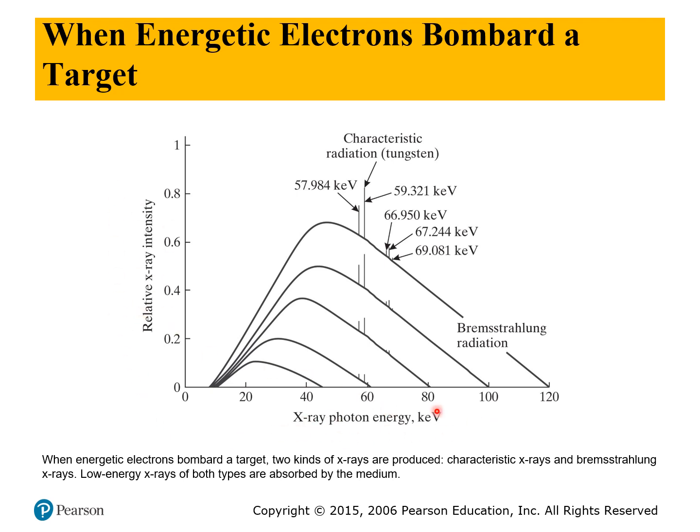Now, the energy of the photons created by that X-ray device is a function of the energy. So that's important. When energetic electrons bombard a target, a specific element, two kinds of X-ray are produced: characteristic X-ray and Bremsstrahlung X-ray. Low energy X-rays of both types are absorbed by the medium, and the low energy ones are here, right? So you need to make sure that you have large energies to get it there.